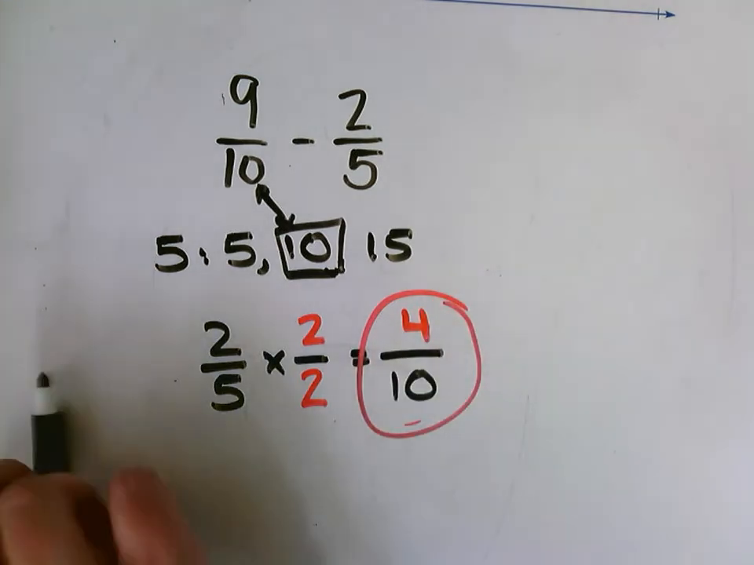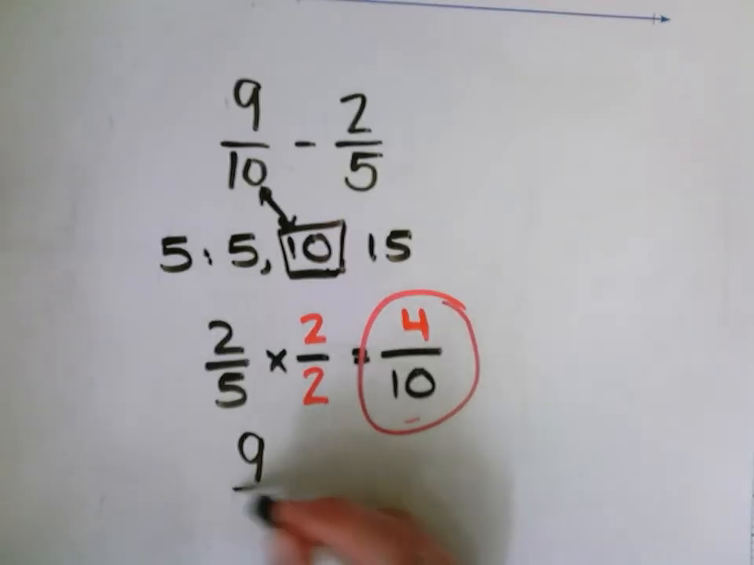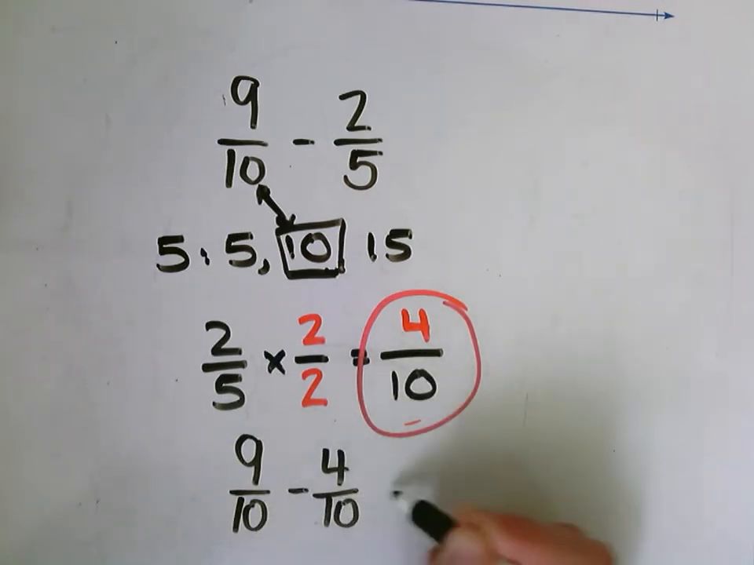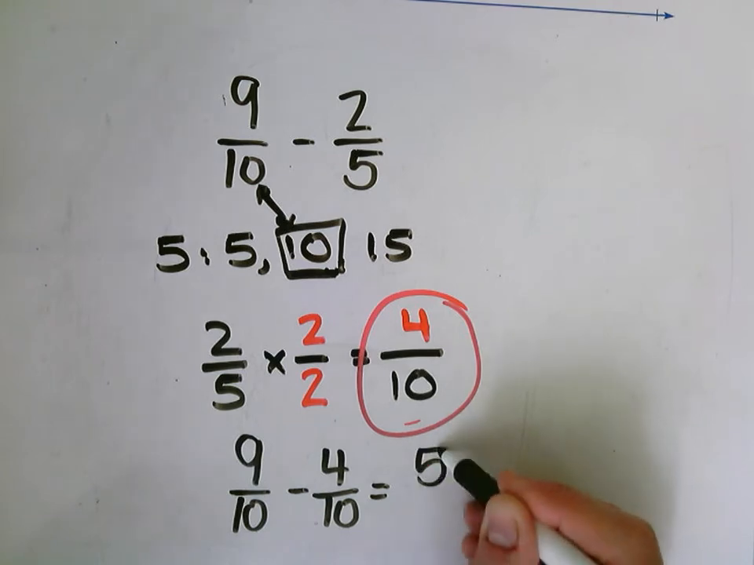So let's do our problem. 9/10 minus 4/10 is going to give me 5/10.